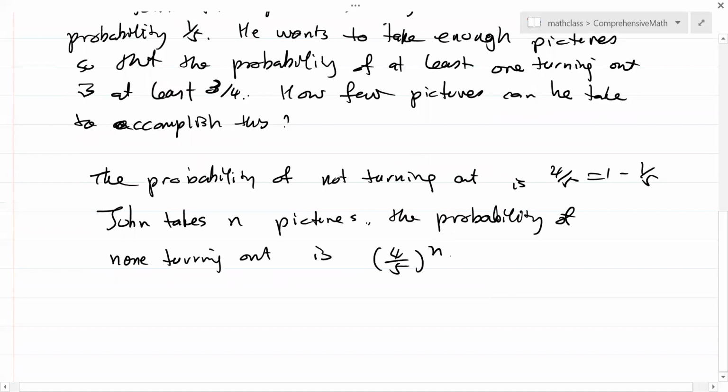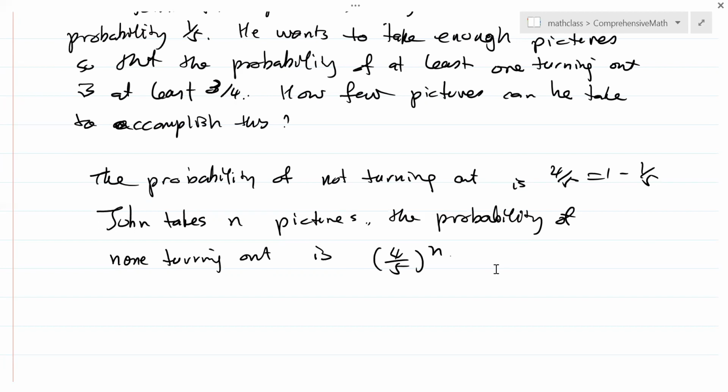What is the requirement? The reason we have to look at 4/5 here is because we are looking for the probability of not turning out to be less than or equal to 1/4. Think about that. We have to understand the problem first. We want to find the probability of at least one turning out, which is at least 3/4. At least one means it could be maybe one, maybe two, maybe three, right? So there are so many cases there, it's harder to figure out the probability.